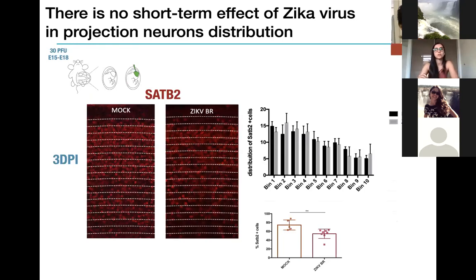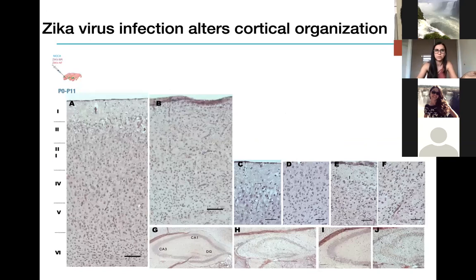Now, when Raisa, a PhD student in the lab, looked at the distribution of neurons in the brain after 3 days, the same time as the progenitors where we saw this impairment, she could not see any difference when she tried to quantify the distribution of those cells. She used SATB2, which is a marker for callosal cells, and didn't find any abnormalities in the distribution. If you infect the cells at E15, you have a reduction of SATB2, because that's the moment those cells are being generated. So you have a reduction, but at least at 3 days, they are where they're supposed to be.